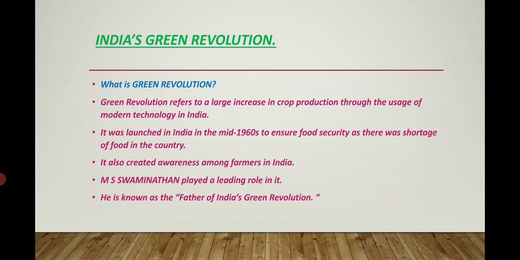It was launched in India in the mid 1960s to ensure food security, as there was a shortage of food in the country. So we had to make sure that everyone receives food for their survival, and to meet the shortage of food that was there in the country. It also created awareness among the farmers in India. So the farmers became more aware, they became more careful. M.S. Swaminathan played a leading role in it. He is known as the father of India's Green Revolution.